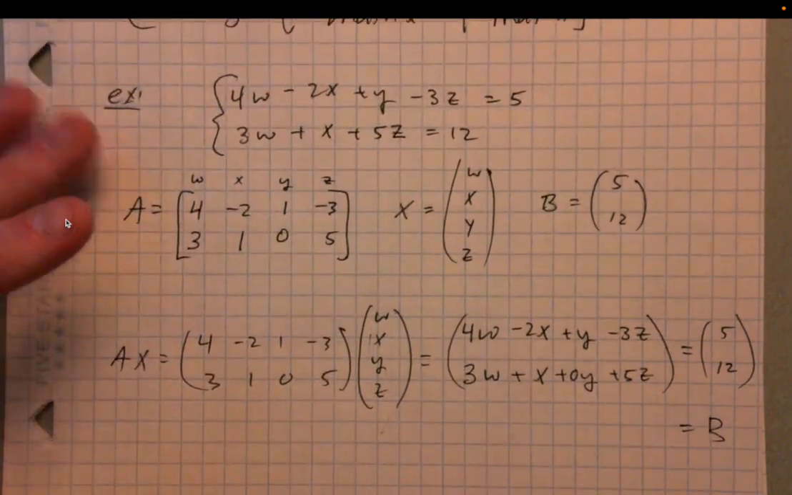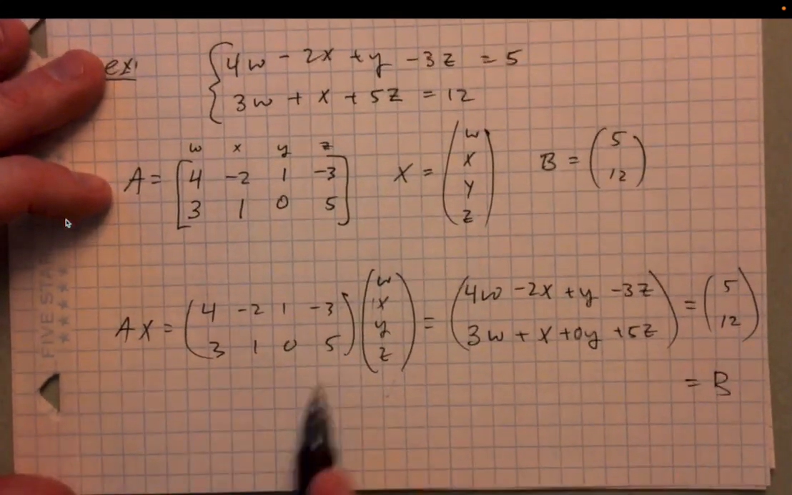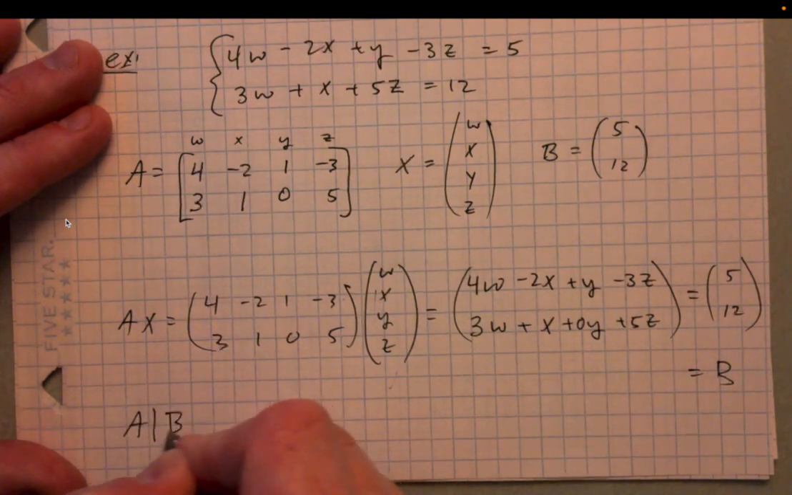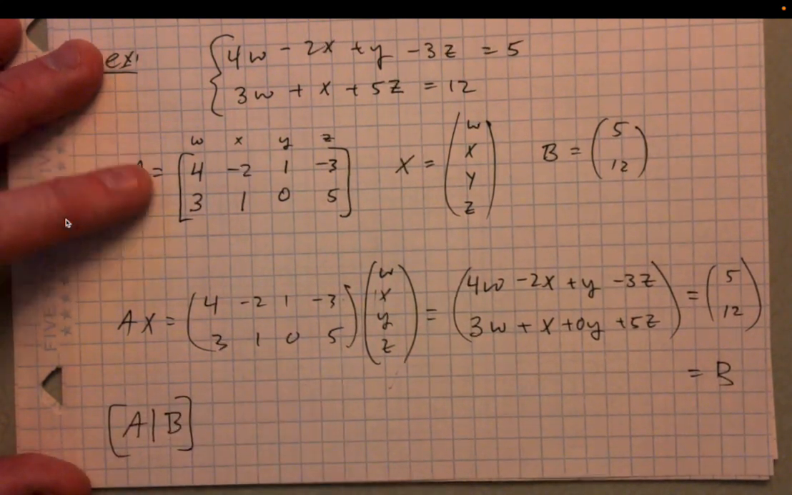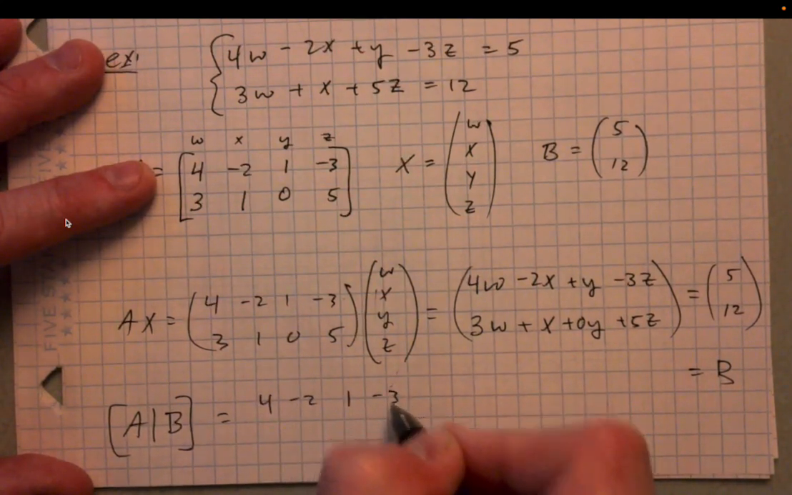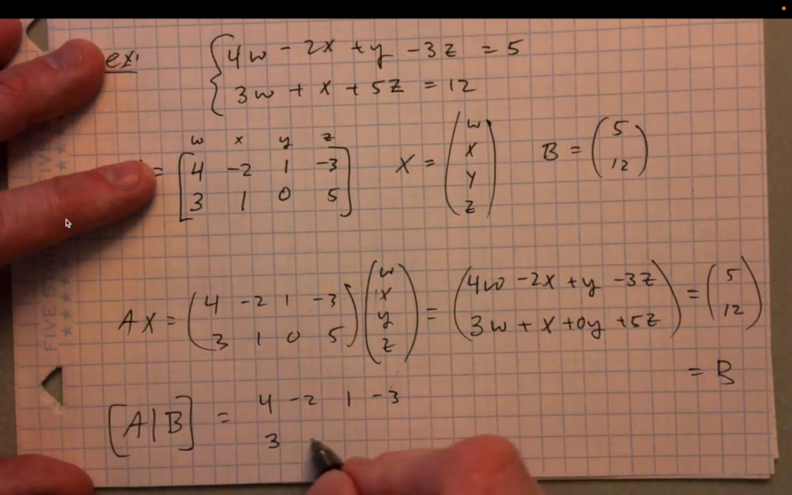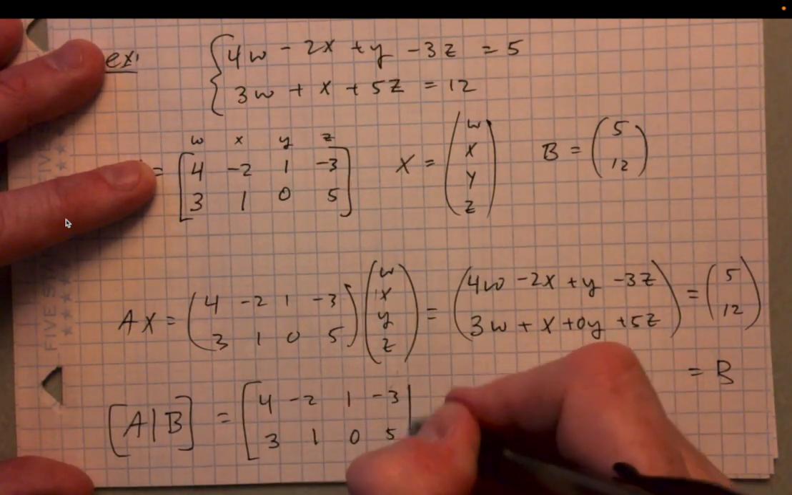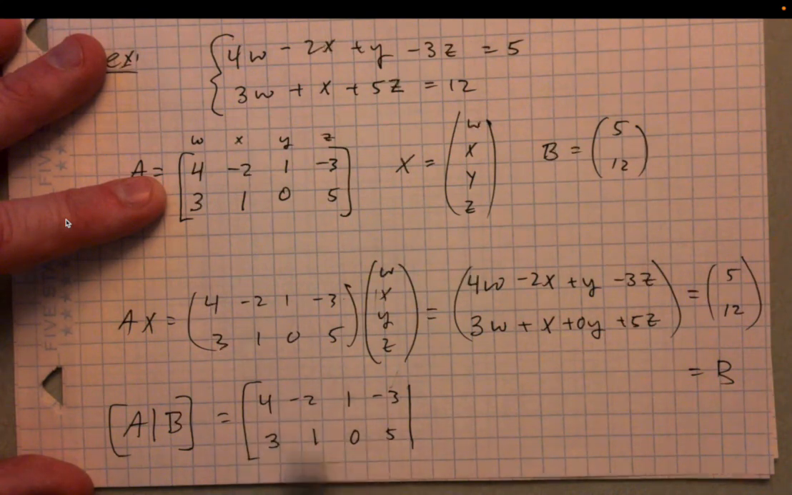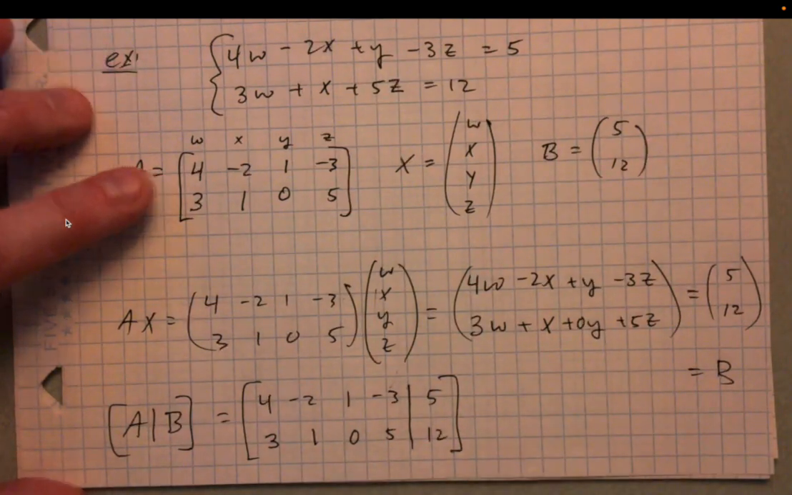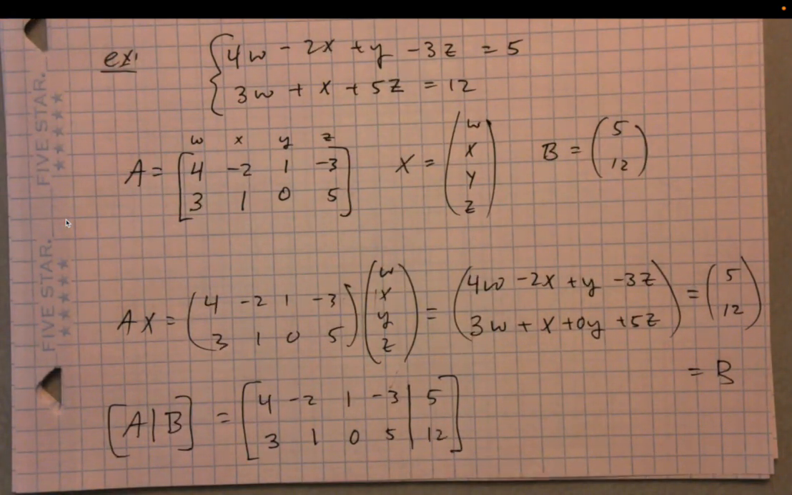And then let's go ahead and develop the augmented matrix. Well, it's just the coefficient matrix connected to the scalar matrix. And so it's going to be 4, -2, 1, -3, and then 3, 1, 0, 5. So that's the coefficient side, and then the scalar side is going to have just a 5 and a 12, right? Like so. And so that's the augmented matrix.